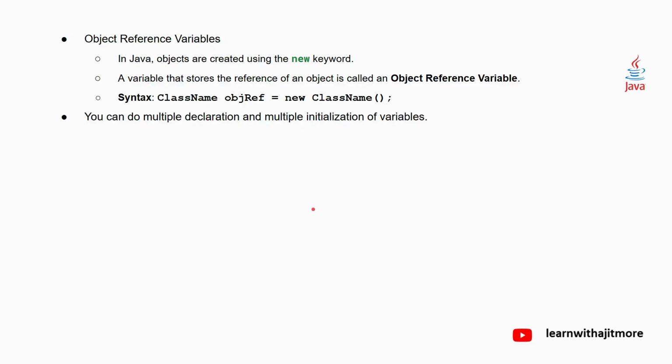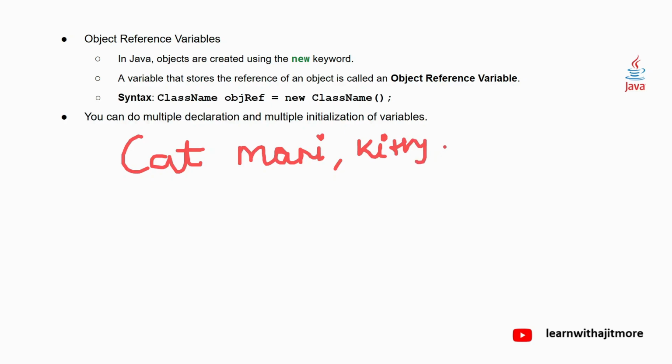And the same principle is applicable for non-primitives also. Correct? Like if you have class Cat, and I'm creating one variable money of Cat and another variable kitty of Cat only. So this is multiple declaration. Money and kitty both are reference variables, or both are objects of class Cat. Objects are not yet instantiated.